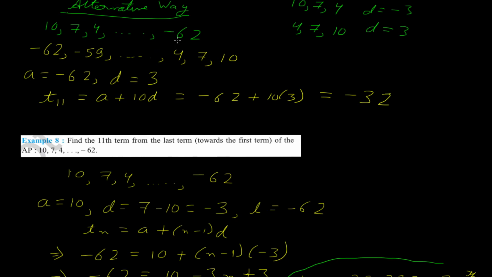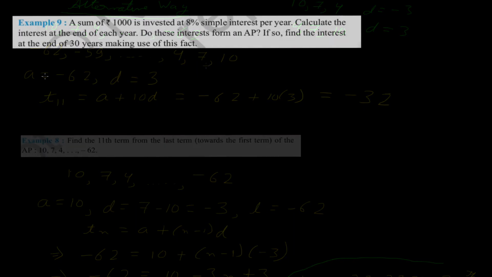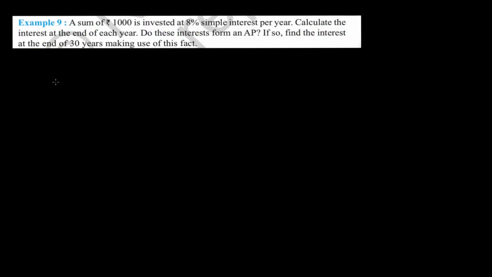What we did was we just flipped the AP. So instead of counting the terms from the last, we are again counting terms from the beginning, but we just need to keep in mind that the sign of common difference changes. Instead of decreasing, now the AP is increasing. Let us have a look at another example.